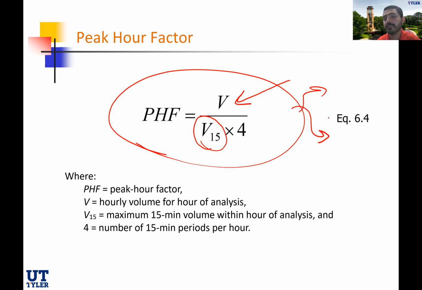The peak hour factor has a minimum possible value of 0.25, which is really bad. That means all the bad traffic that happens in the peak hour happens in 15 minutes only. Or it can be as good as 1.0, and that would be the best case scenario, meaning that although I have a bad hour, the amount of traffic in that peak hour is uniformly distributed within the quarters of that hour.